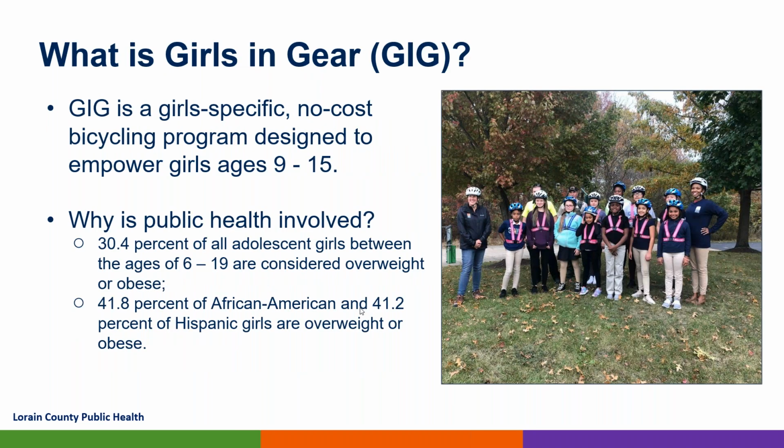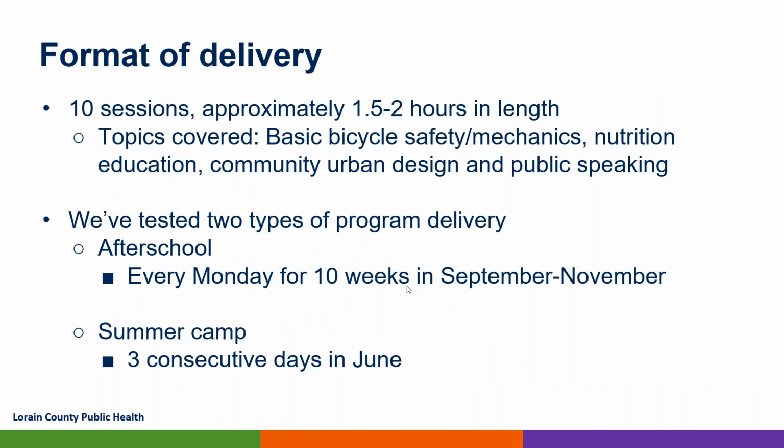Public health is involved because data shows that 30.4% of all adolescent girls between the ages of 6 to 19 are considered overweight or obese, with 41.8% being African American and 41.2% being Hispanic girls. We also in our department bring the trainings to the groups. We have facilitated before, and we help create connections within the community. We also leverage in approximately $2,000 of our Safe Routes to School funds to support this program.